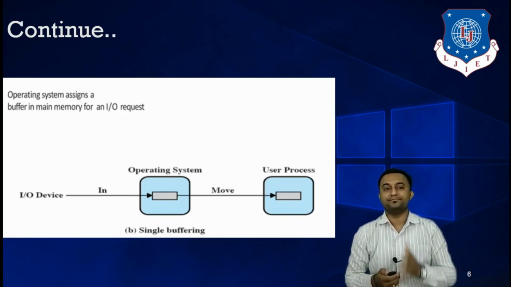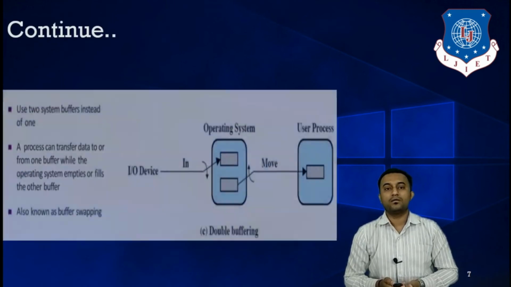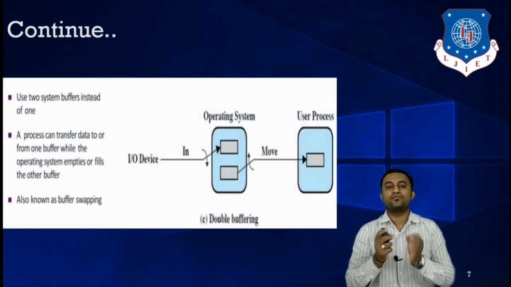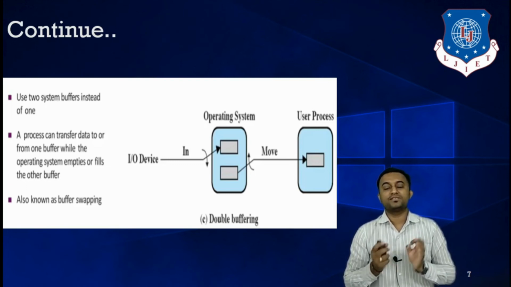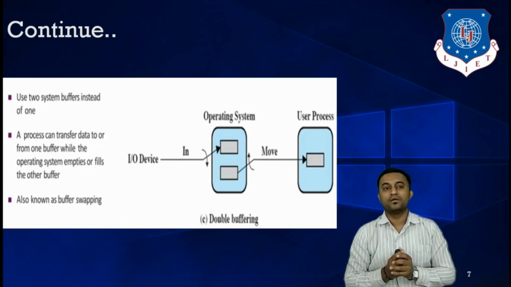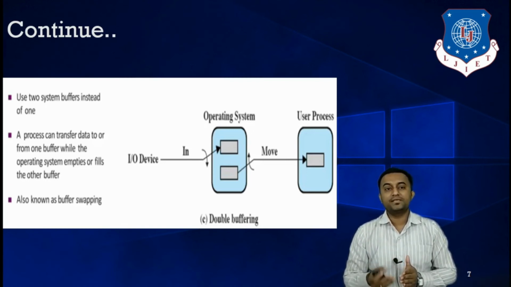So to solve this problem of the critical section, where at a particular moment of time only one operation can be performed, we have another technique called double buffering. In this case, instead of one, we have two buffers in main memory, so we use two system buffers instead of one. A process can transfer data to or from one buffer while the operating system empties or fills the other buffer. So it is also known as buffer swapping.